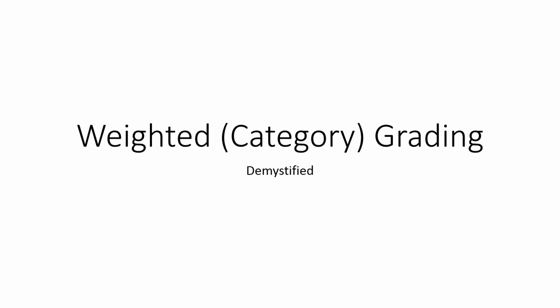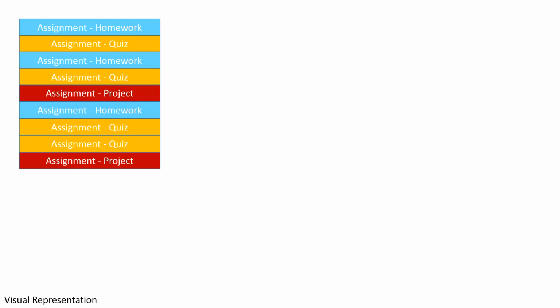In this video, we're going to take a look at how weighted grading works both in theory and in PowerSchool. To begin, we'll take a look at a visual representation. In this example, we're going to take a couple of homework assignments, quizzes, and projects. In this particular case, the details don't actually matter. We're just looking at the fact that there's a few homework assignments, a few quizzes, and some projects.